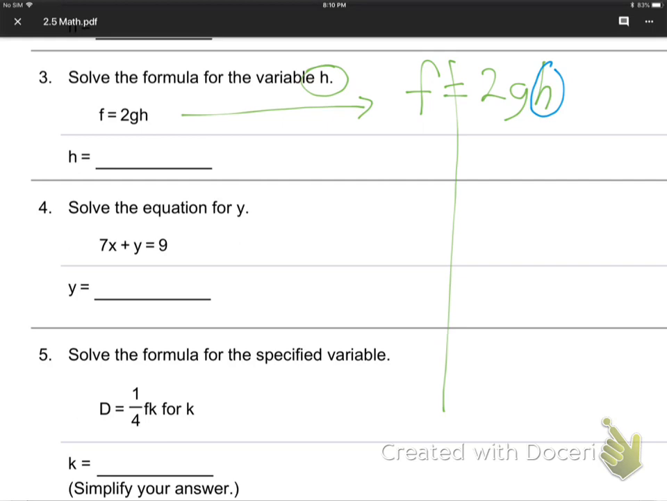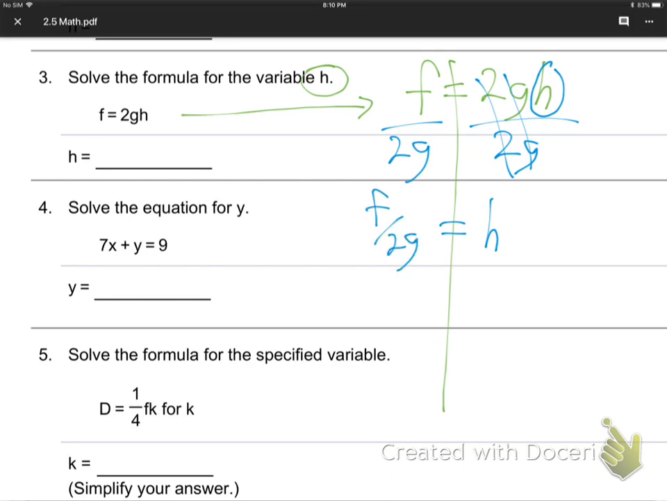So we've got to get that H alone. So what do we do to get that H alone? Divide by 2G. Whatever you do to one side, no choice, same thing to the other. They're both gone. H is F over 2G.